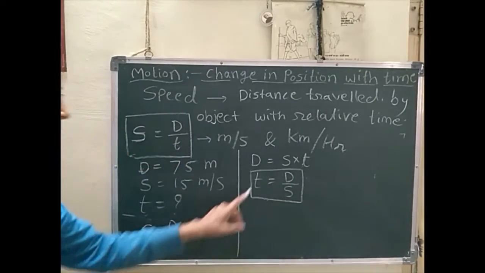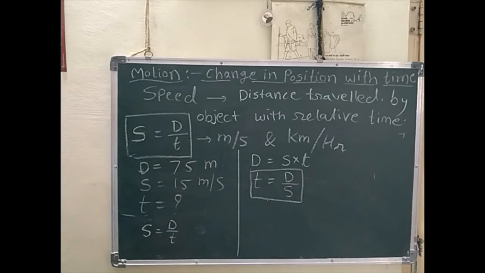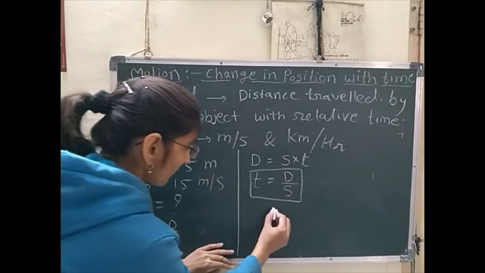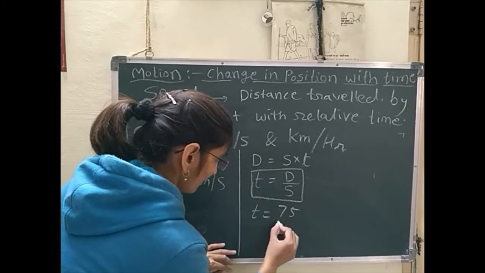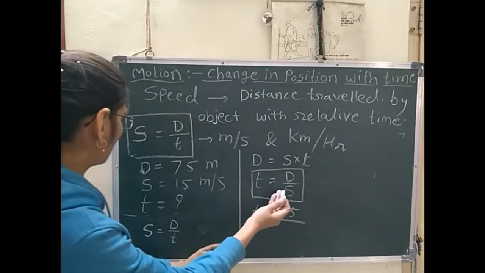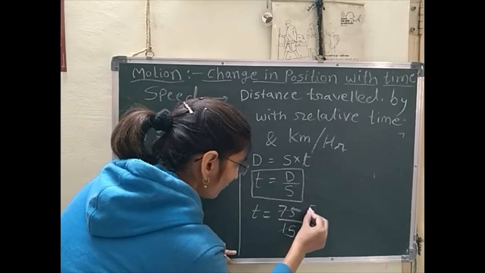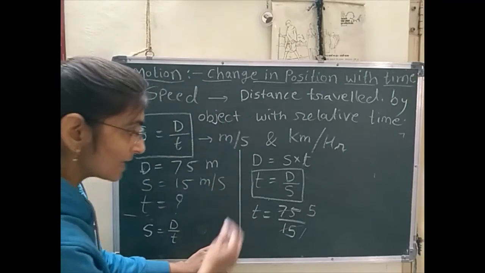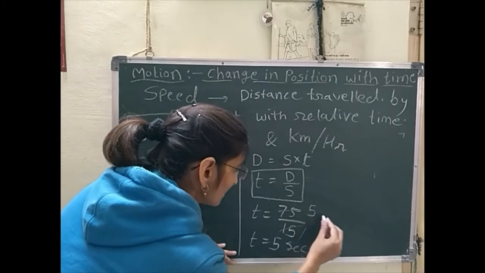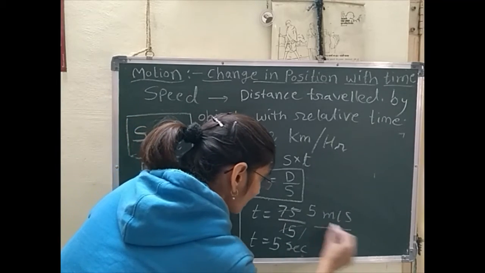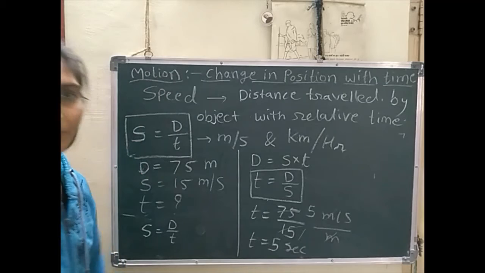So for time, this formula we have to use. Put these values: T is equal to distance, 75 meter, divided by speed, 15 meter per second. 15 ones are 15, 15 fives are 75. So T is equal to 5 second. No doubt, because it is meter per second and the distance was only meter, the meter cancels and 5 second will be there.